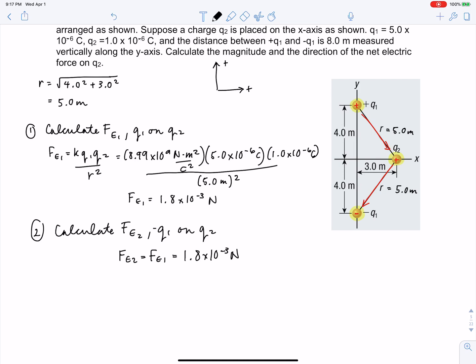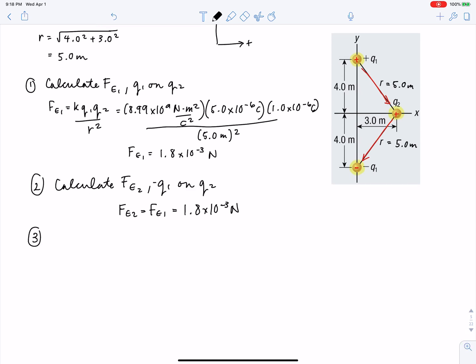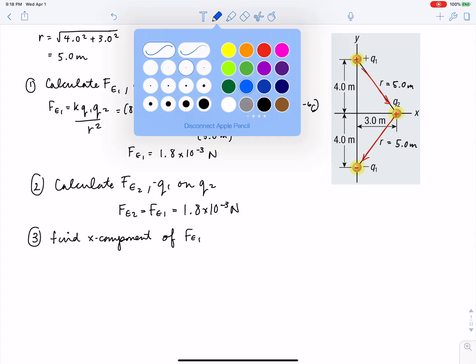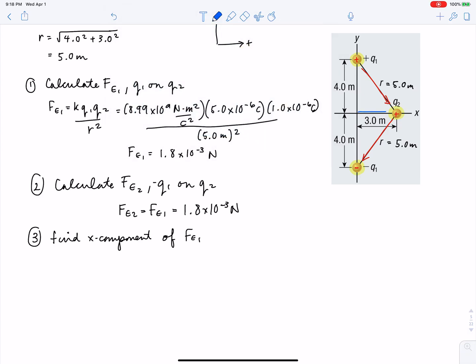Now, in order to find the net force, we have to find the x and y components of Fe1 and Fe2 in order to find the net force acting on Q2. So step 3 is to find the x component of Fe1. If we're looking, that will be this vector right here. We'll label it Fe1x.